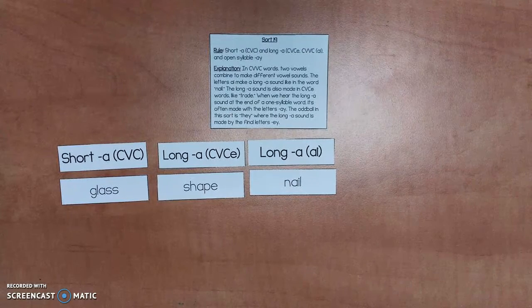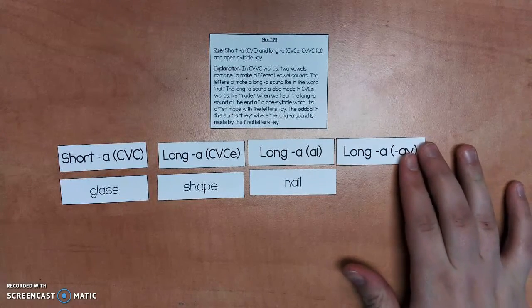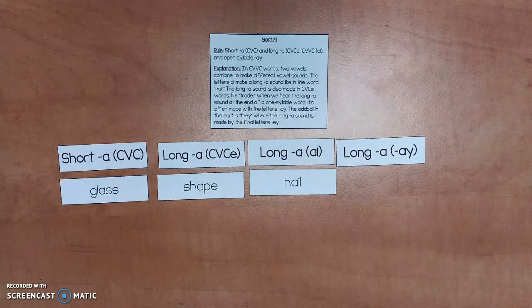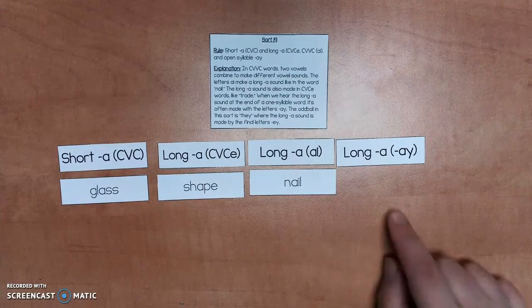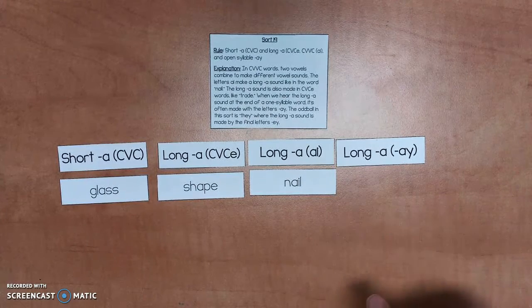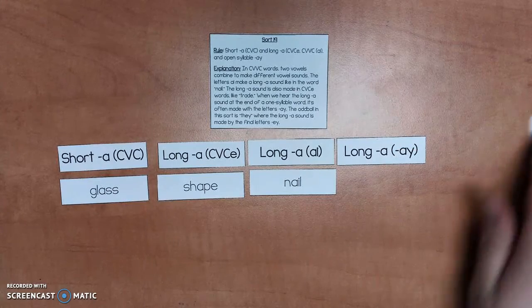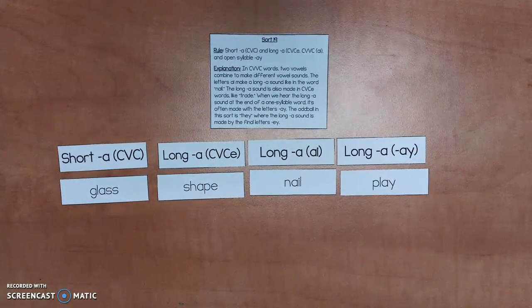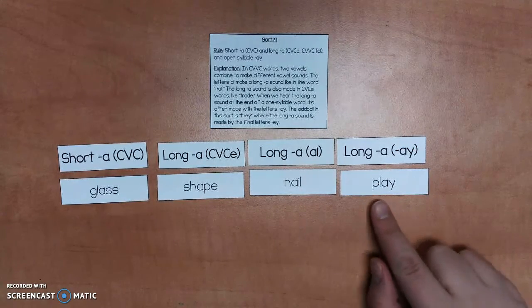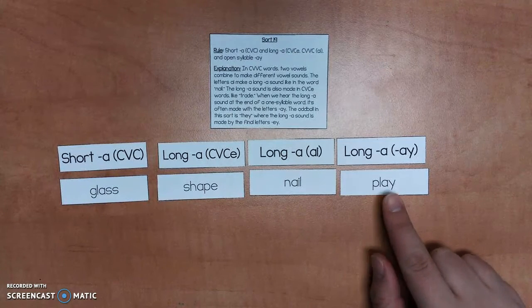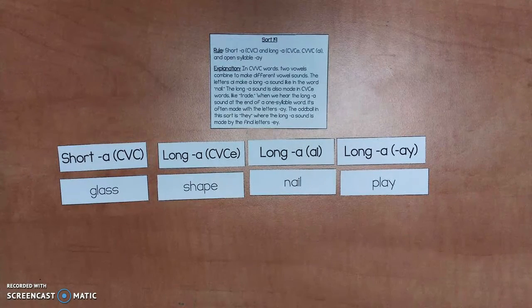And then our last new sound, or our last long A sound for today, this is a new letter combination. And this is one that we find at the end of words most commonly. So this is a long A sound that's made by the letters A and Y. So like in the word play. So pl, and then this A and Y together are making an A sound.